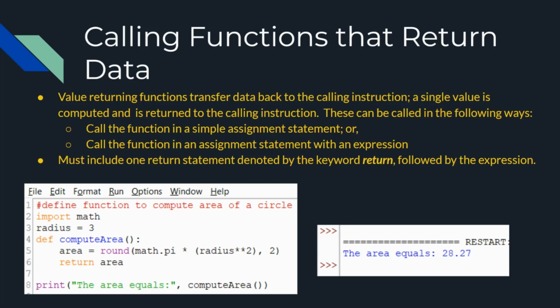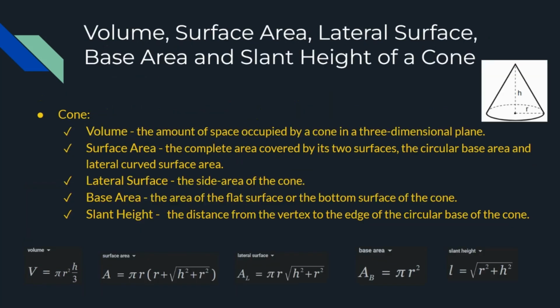The functions can be called in one of two ways. The first way is to call the function in a simple assignment statement, and the second way is to call the function in an assignment statement with an expression. It is important that these function definitions include at least one return statement, which is written with the keyword return followed by an expression. The value in the return statement can be any valid expression, following the return keyword. The expression can include constants, variables, or a combination of these.